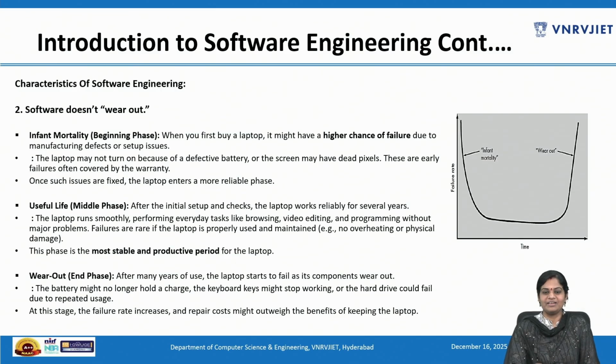So there are three different sections of the curve in the bathtub curve. They are infant mortality, normal life, and wear out. So let us look into these sections and understand them. First comes the infant mortality section.